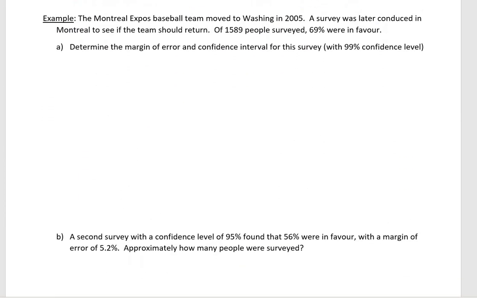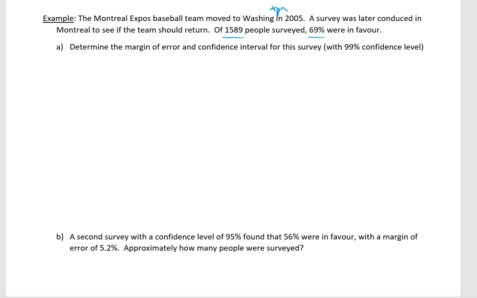Awesome. Second example of this, we have the Montreal Expos. Montreal had a baseball team for a while. They moved to Washington in 2005. A survey was done in Montreal several years later to see if the team should come back to Montreal. They surveyed 1,589 people, and 69% were in favor.